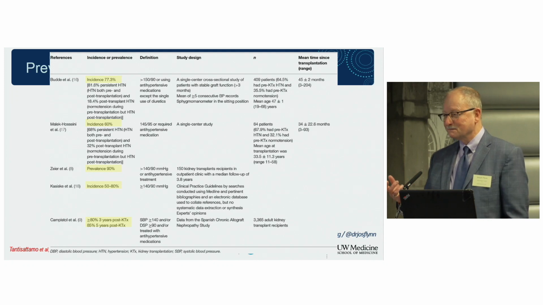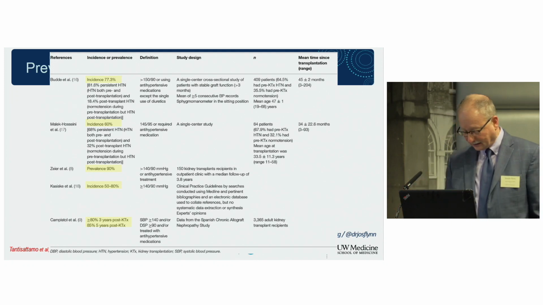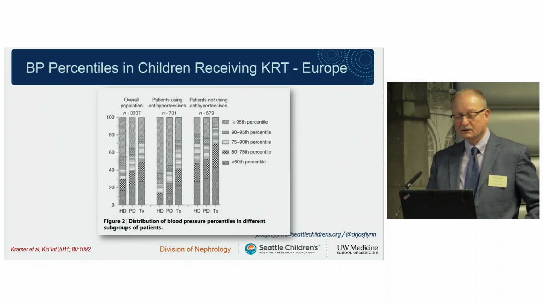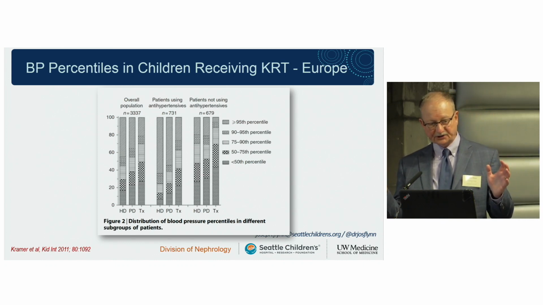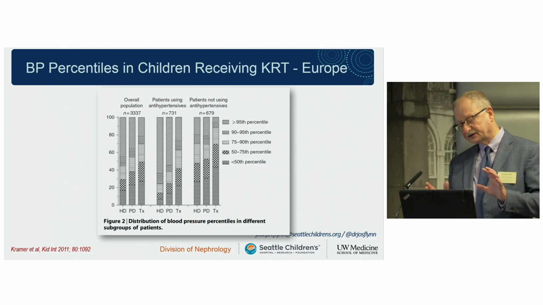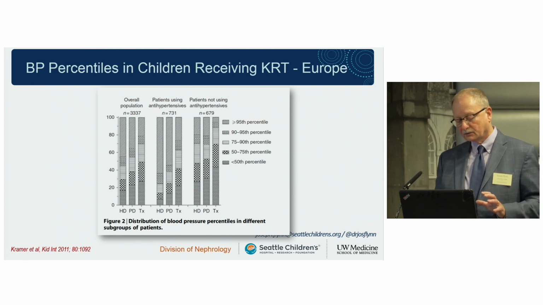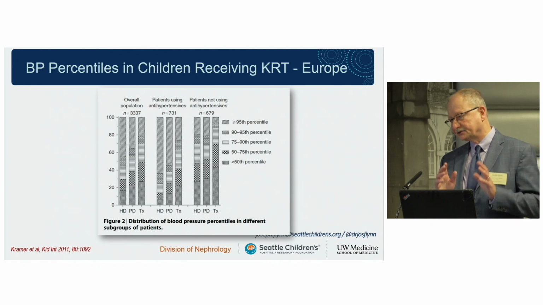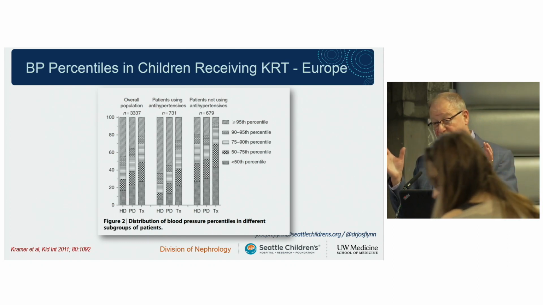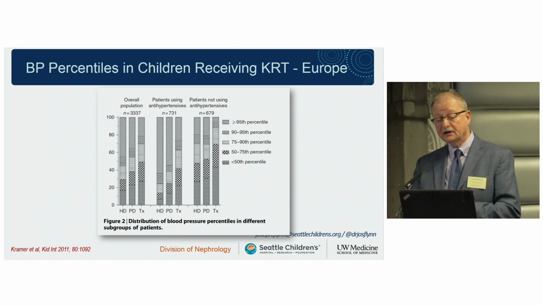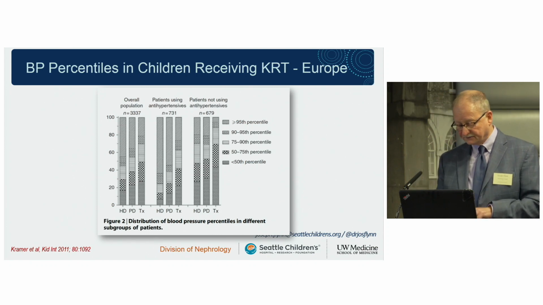Well, in children, it's not much different. And I don't need to tell this audience how frequent it is. So we're going to start with just the overall kidney replacement therapy population. Because I really like this study where they looked at children in Europe who were getting hemodialysis, peritoneal dialysis, and who had received a kidney transplant. Because remember, those are the 3 possible therapies for kidney failure.